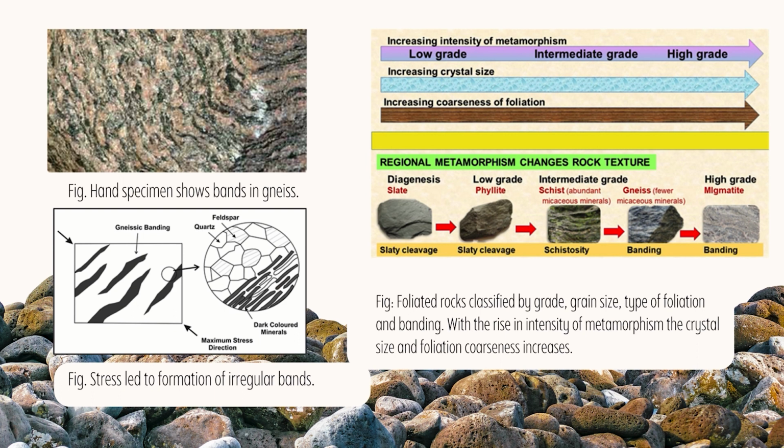Regional metamorphism changes rock texture. First, shale; in this shale the diagenesis, the slate is formed. In low grade metamorphism, where slaty cleavage is developed, the rock phyllite is formed. In the intermediate grade, schistosity is formed. Then banding is formed, gneissic type of bands are there, and in high grade metamorphism, a lot of bands are there. The foliated rocks are classified by grade, grain size, type of foliation and banding. With the rise in intensity of metamorphism, the crystal size and foliation coarseness increases.